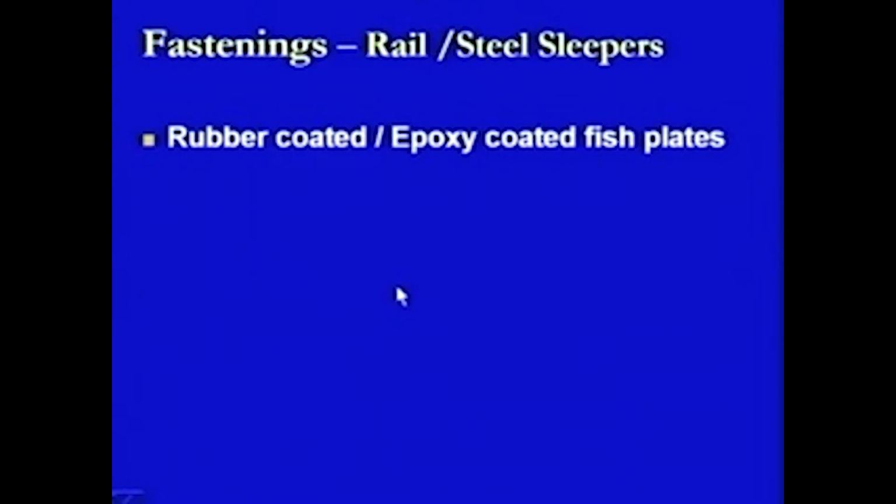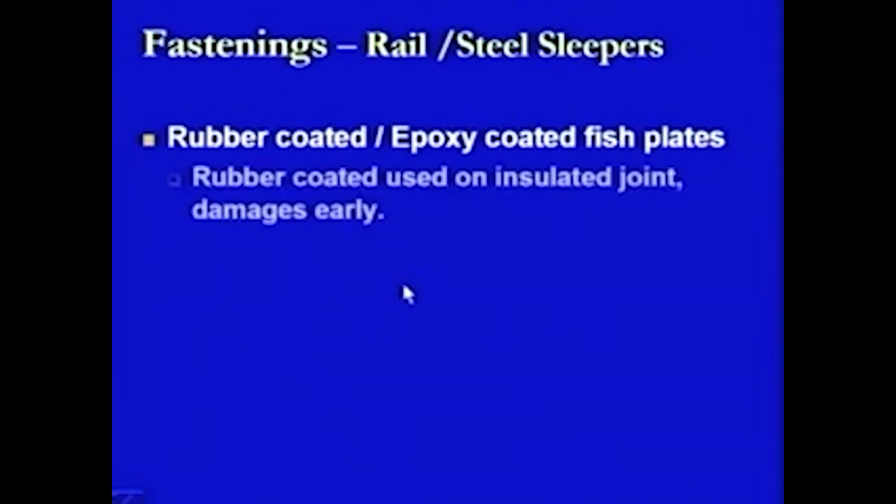Then there is another thing which is at times used, a rubber coated or epoxy coated fish plate. This rubber coated or epoxy coated fish plate is used on insulated joints, but because these coatings get damaged quite early.